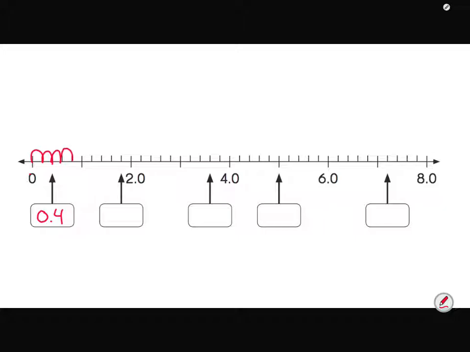6, 8, 10. 10/10 would be 1 whole. Okay, now I need this one. So this is 1 whole, 1 and 2/10, 1 and 4/10, 1 and 6/10, 1 and 8/10. And then it makes sense because that would be 1 and 10/10. If I have 1 and 10/10, that equals 2 because I have 1. 10/10 is 1, and that equals 2.